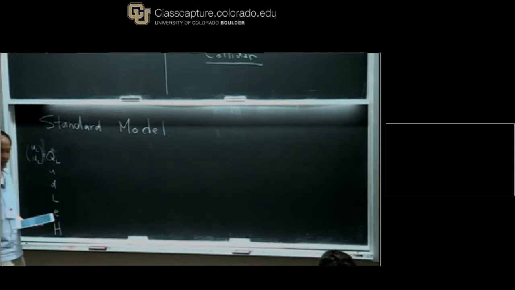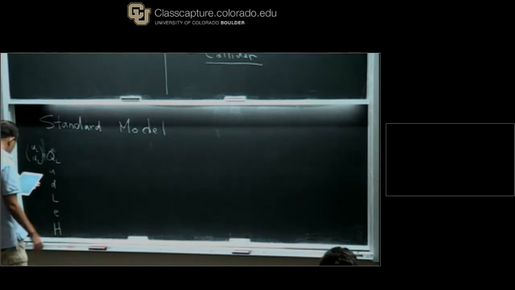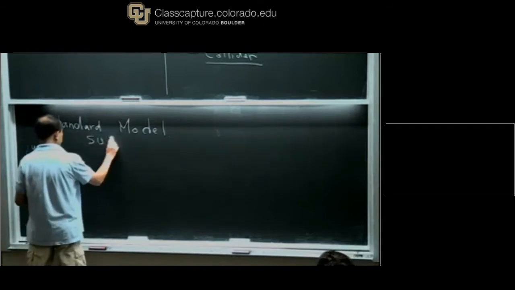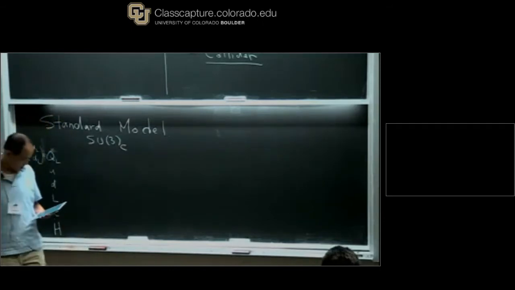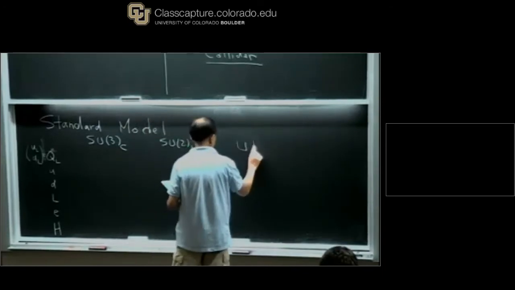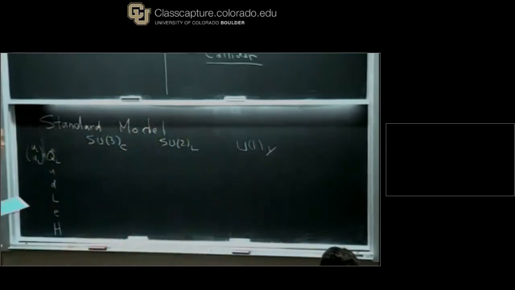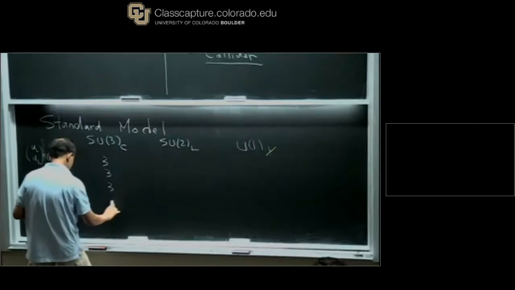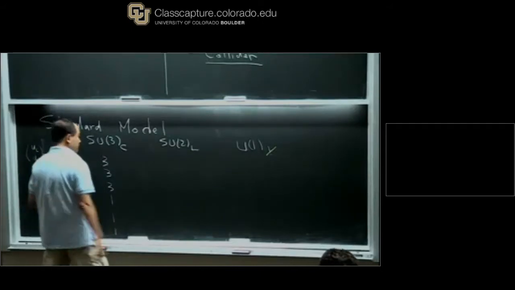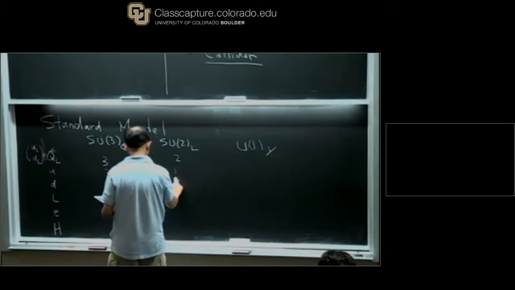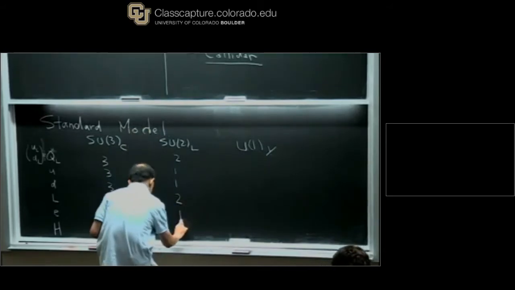Okay, so left-handed, right-handed. Imagine for the moment nobody has mass, so that the chirality is very well defined. SU(3)C is the gauge symmetry for strong interaction, SU(2)L and U(1)Y. I hope this is very well known. And the representations are 2, 1, 1, 2, 1, 2.